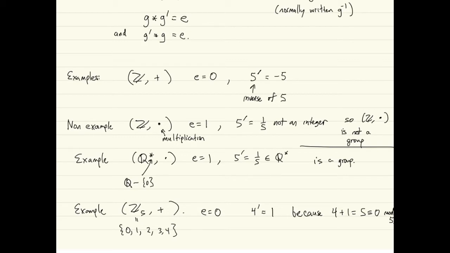Another example is that of Z5, which again is the numbers 0, 1, 2, 3, 4 as a set, and the operation is addition mod 5. So the identity element is 0. The inverse of 4, for example, is 1, because 4 plus 1 is 5 in normal arithmetic, but in mod 5 arithmetic, which is what we're doing here, 5 is the same as 0, and so adding 1 to 4 gives back the identity element, which makes 1 the inverse of 4.